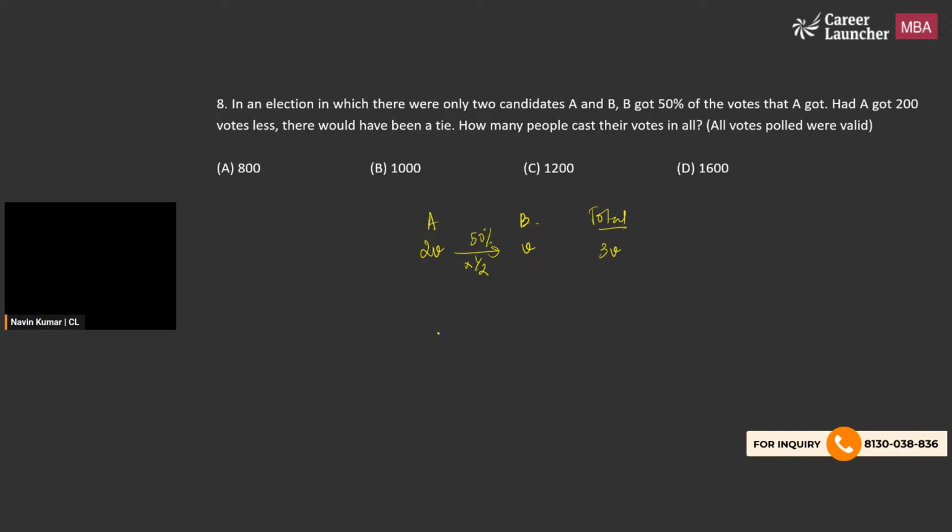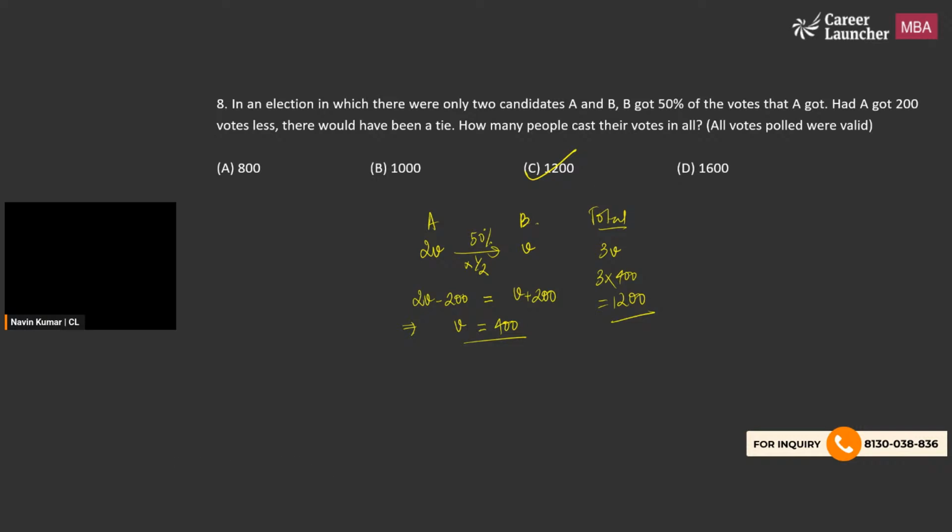Had A got 200 votes less, so if this had been 2V minus 200, there would have been a tie. So if A gets 200 fewer votes, where do those 200 votes go? That group of 200 votes will go to B, of course. Because if A does not get them, B will. Since it's a tie, they are the same. So from here, if we solve, we will have V is equal to 400. The question asked is how many people cast their votes overall? So it's going to be 3 times 400, which results in 1200.